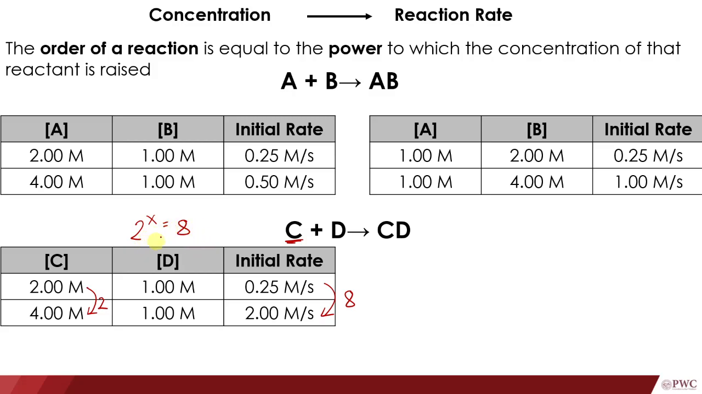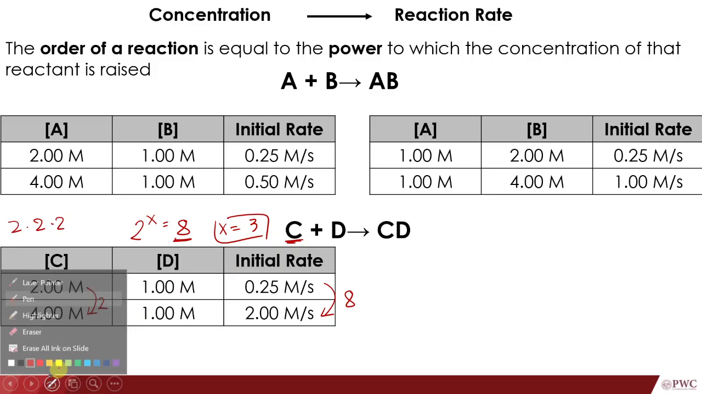So in this case, 2 to the power of x is 8. Then what do you think is x in this case? It's equal to 3 because, of course, 2 times 2 times 2 is equal to 8. So this one is a third order reaction.